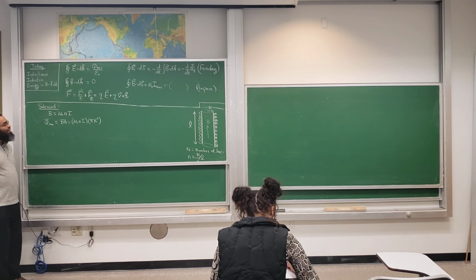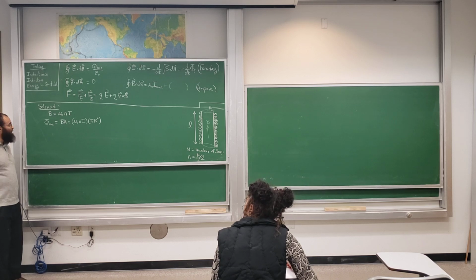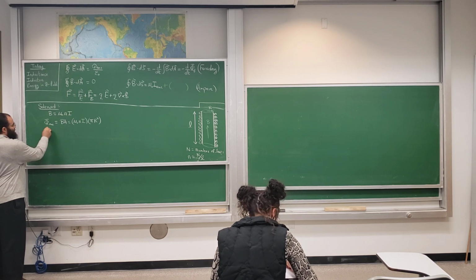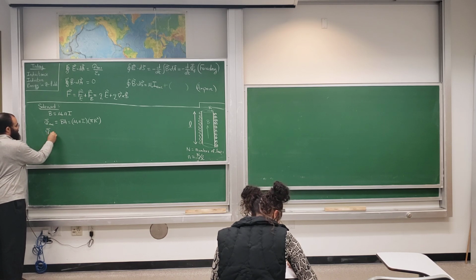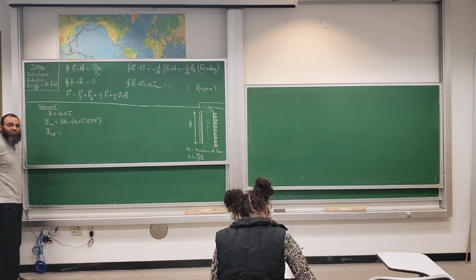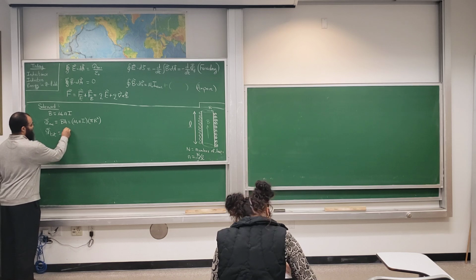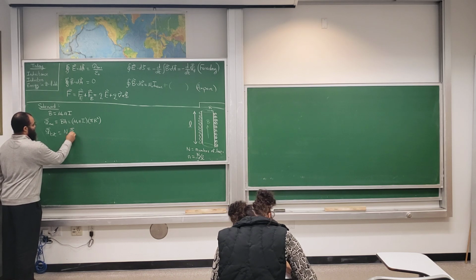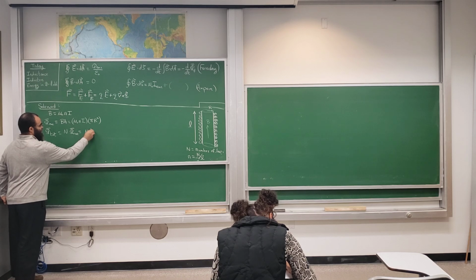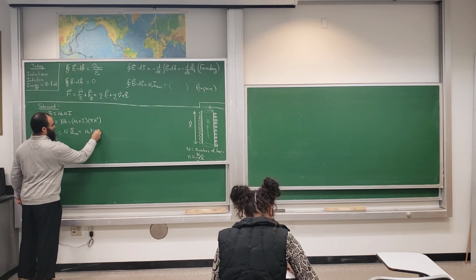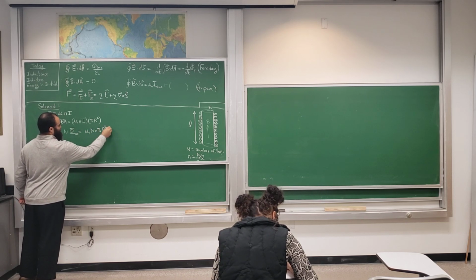How many loops do I have in total? N of them. So the total flux will be what? You take the flux through one loop and you multiply it by what? Big N. Yes, so capital N times the flux through one loop. That's big N, little n, mu naught, I, pi r squared.